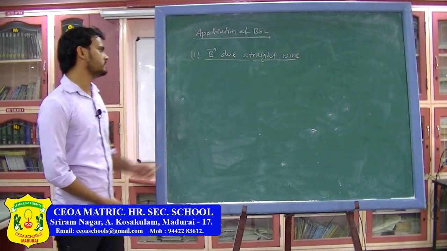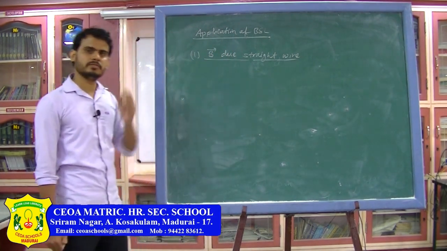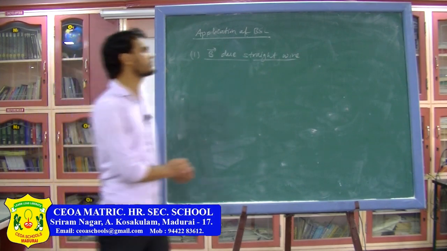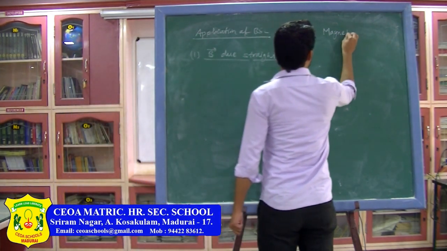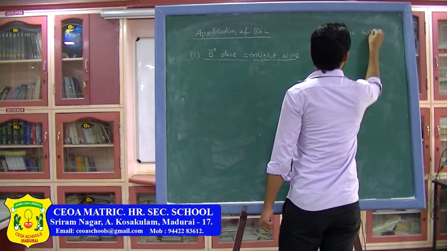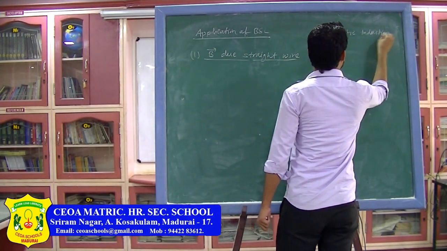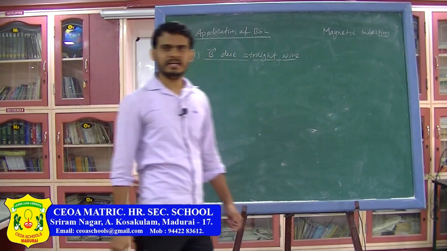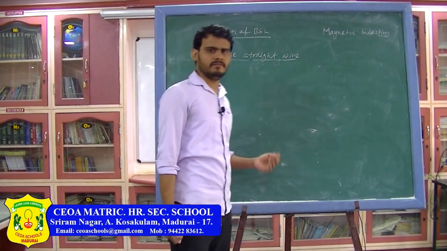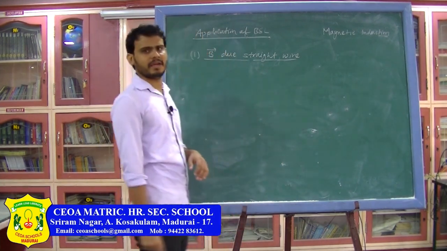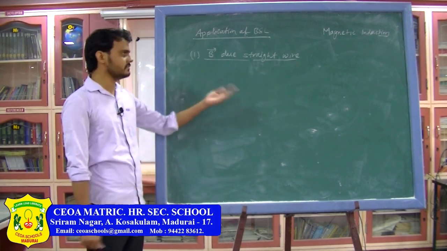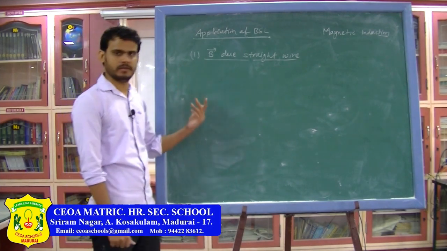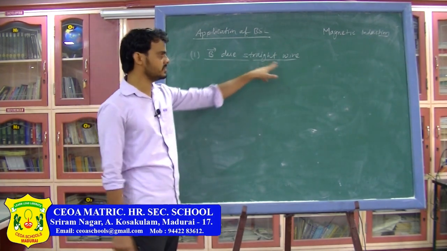Now, in some books, instead of magnetic field, they also mention it as magnetic induction. So if you see a term called magnetic induction, or magnetic field, or in some books magnetostatic field, all the terms mean the same thing, which means magnetic field. So, magnetic induction due to a straight wire.